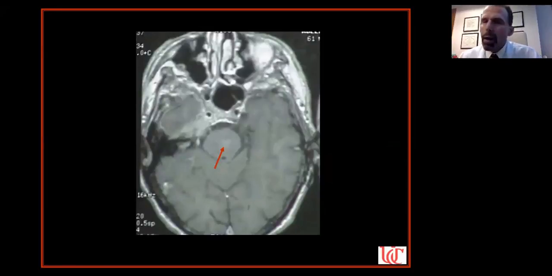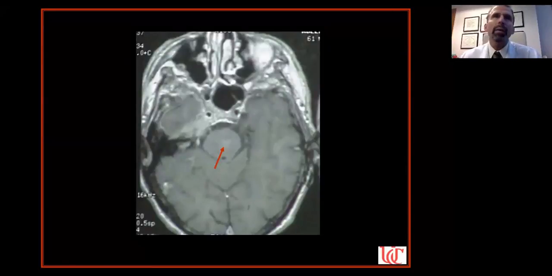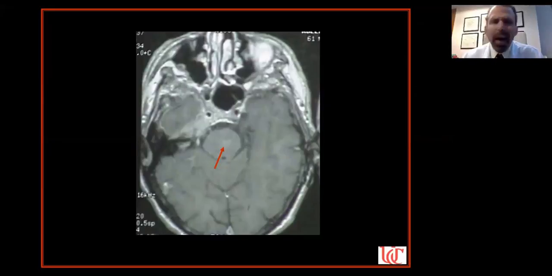And sure enough, I got a call from the radiologist. The radiologist said, yeah, we found the problem. It looks like he had a little lacunar infarct in the pons. And I said, well, I guess that could cause it. They said, yeah, right in the left pons. You can see where the red arrow is. And I said, the left pons?